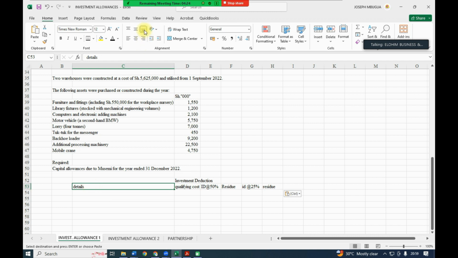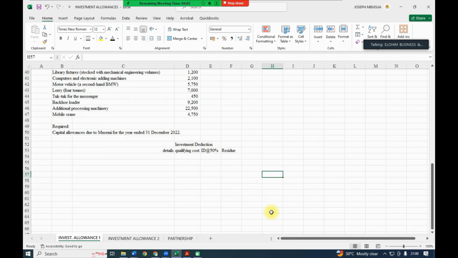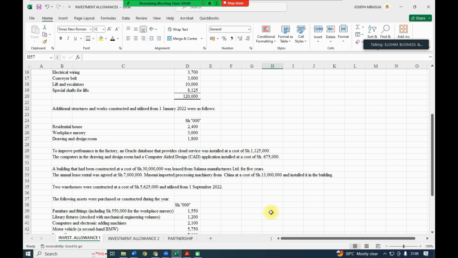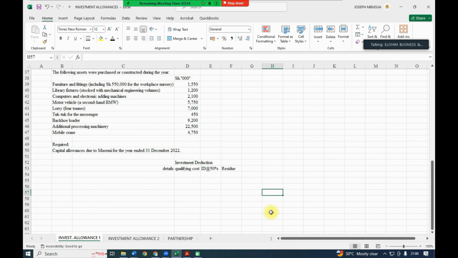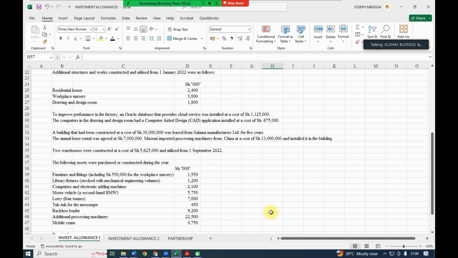The details, qualifying cost, ID at 50, then the residue. So here we don't need the second one, it's only for 1 year. So this one is out of order, only for 1 year. So the details, qualifying cost, ID at 50, and the residue. So we first do one and we finish, then we do the next. Depending on the size, let me first do one for ID, investment deduction.